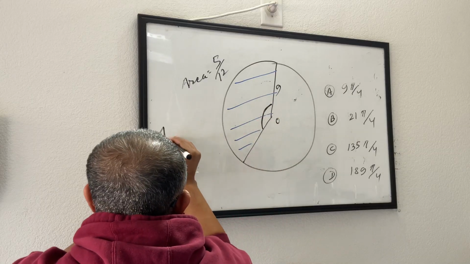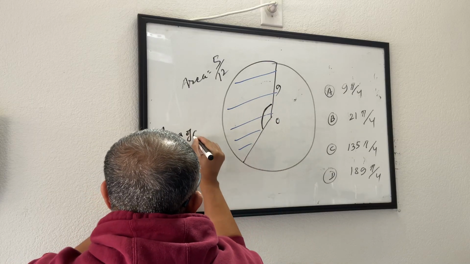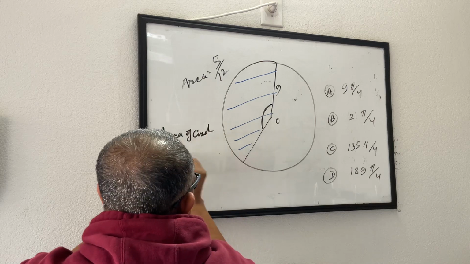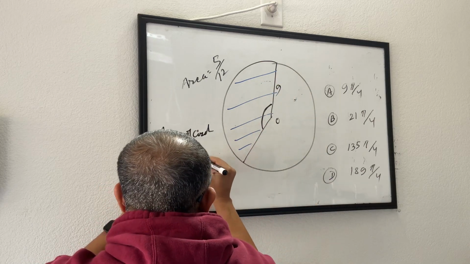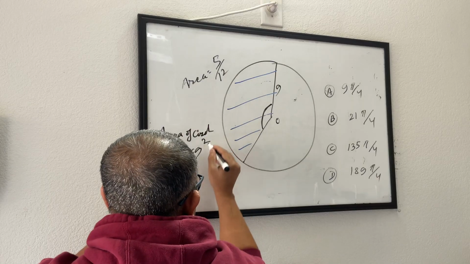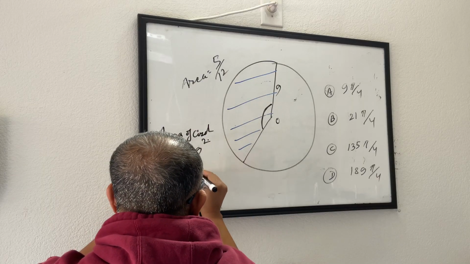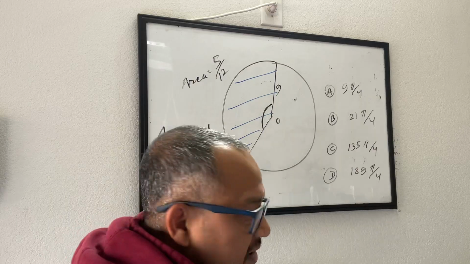So area of the circle is equal to pi times r square, which is 9 square. 9 times 9 is 81, so 81 pi is my total area.